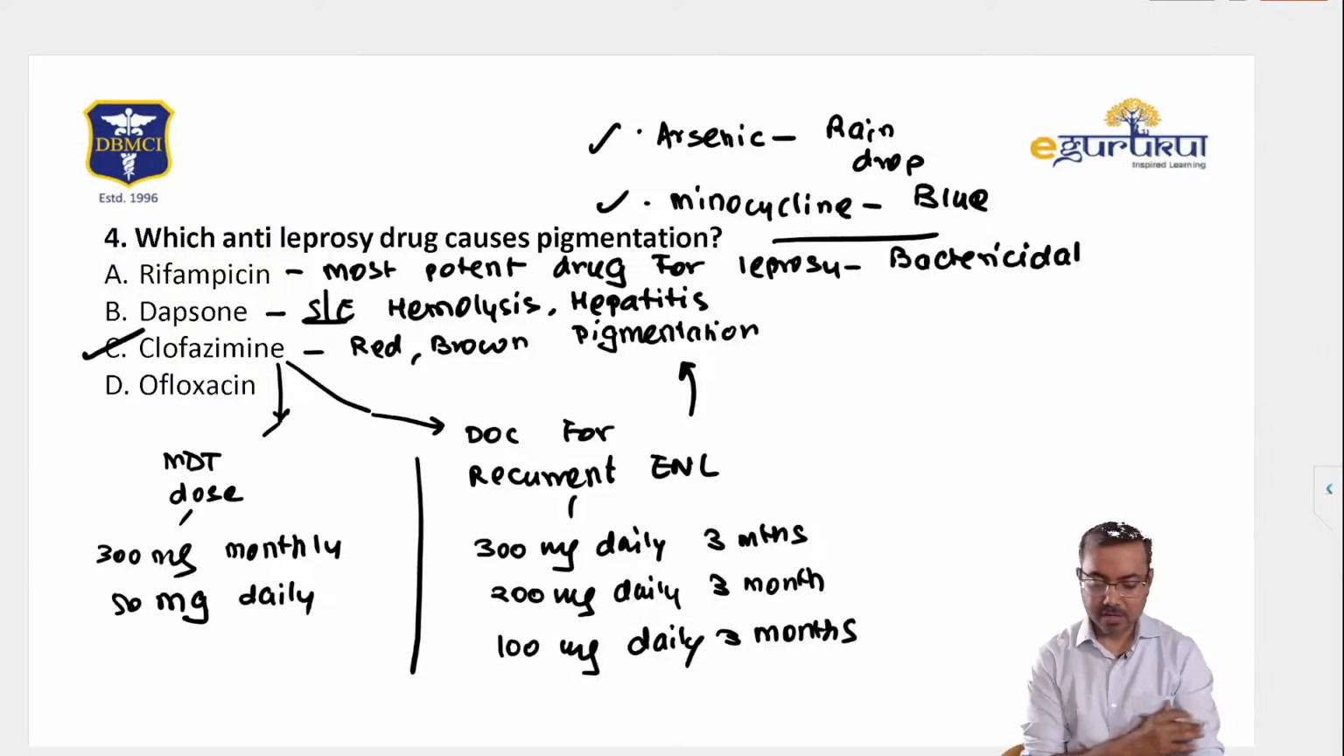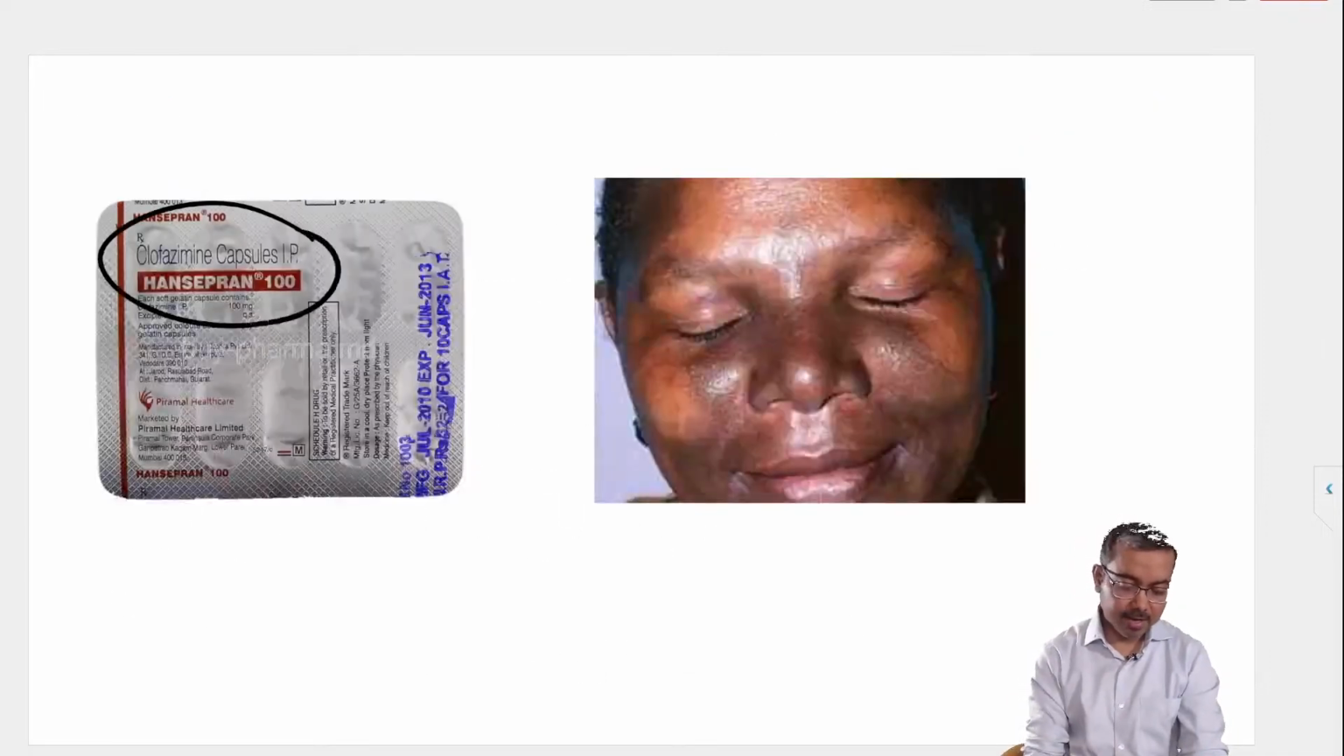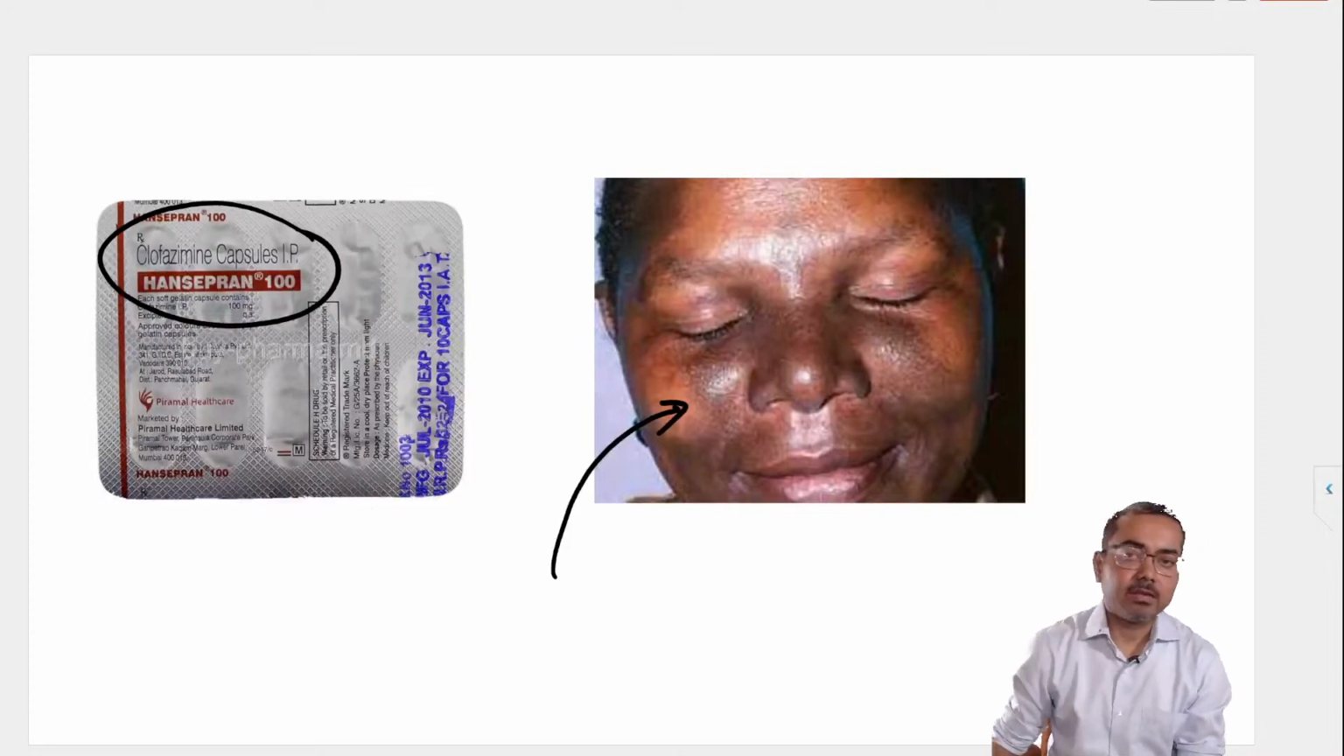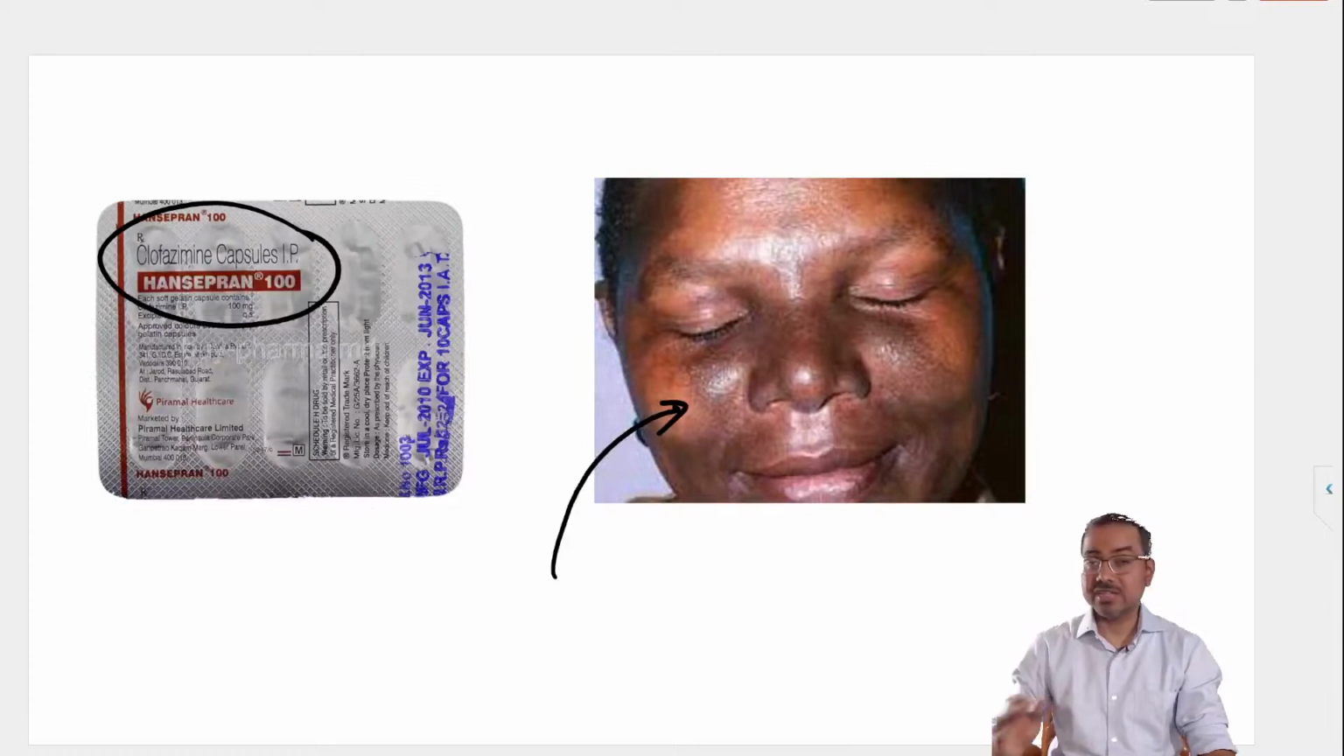Which anti-leprosy drug causes pigmentation? So it's clofazimine. You can see this pigmentation. It's obviously not very good to have this pigmentation. It stays and it makes the person quite dark.